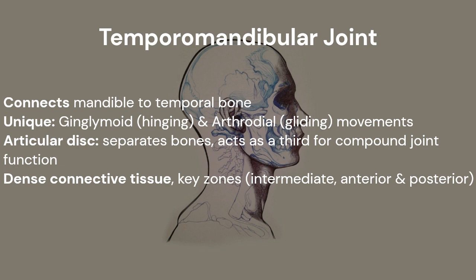Functionally, the articular disc serves as an unossified bone that permits the complex movements of the joint. Since the articular disc functions as a 3rd bone, the craniomandibular articulation is considered a compound joint. The function of the articular disc as an unossified bone will be described in detail later in this video.